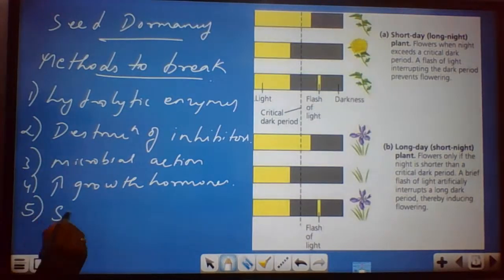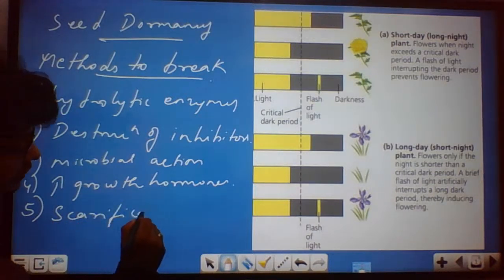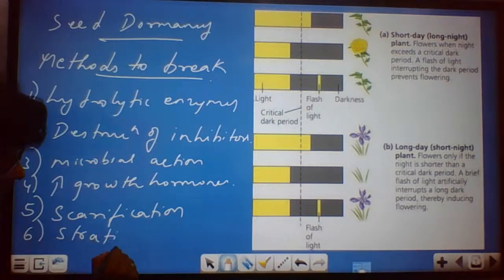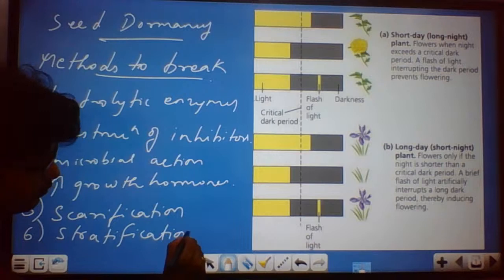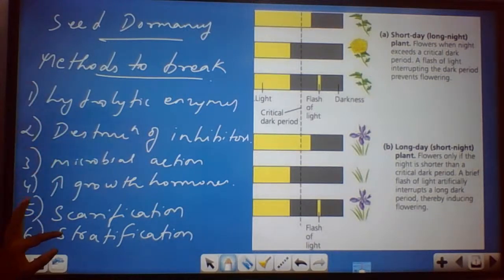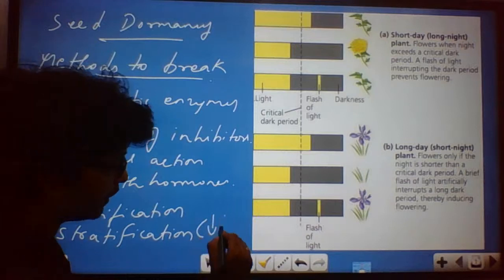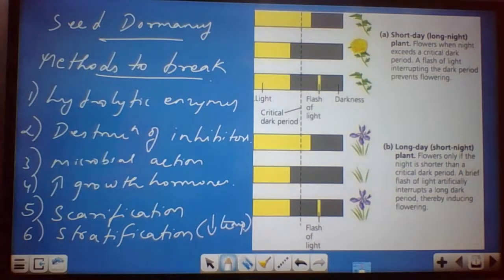So, what is scarification? There's a difference between scarification and stratification. These two processes can also be performed to break the seed dormancy. Stratification is when you are exposing the seeds to low temperature and a lesser amount of oxygen, right? This we call stratification. Then what is scarification? By means of scarification also we can break the dormancy.